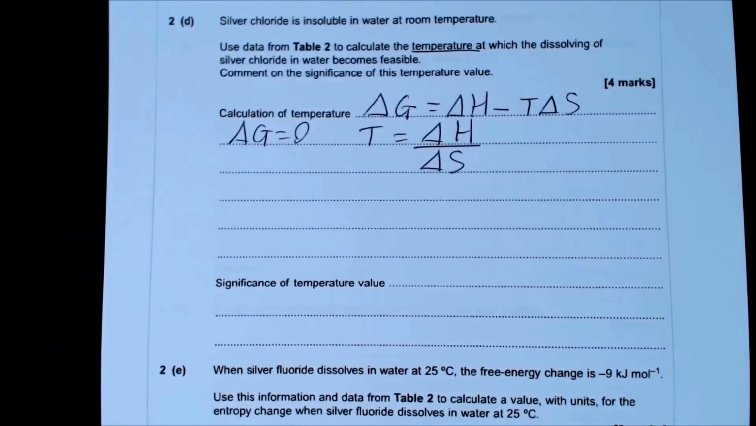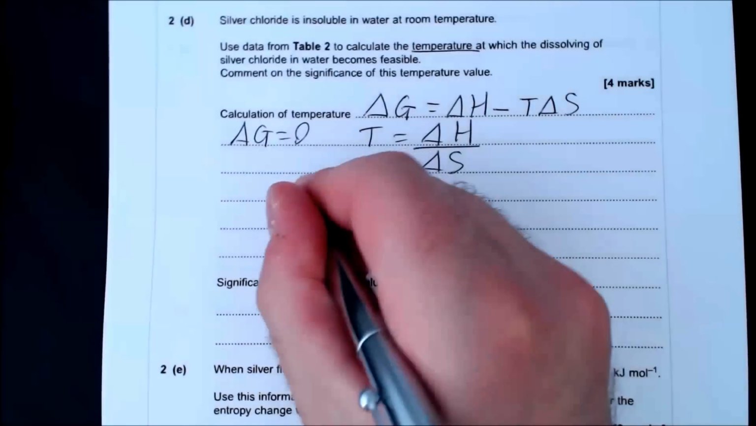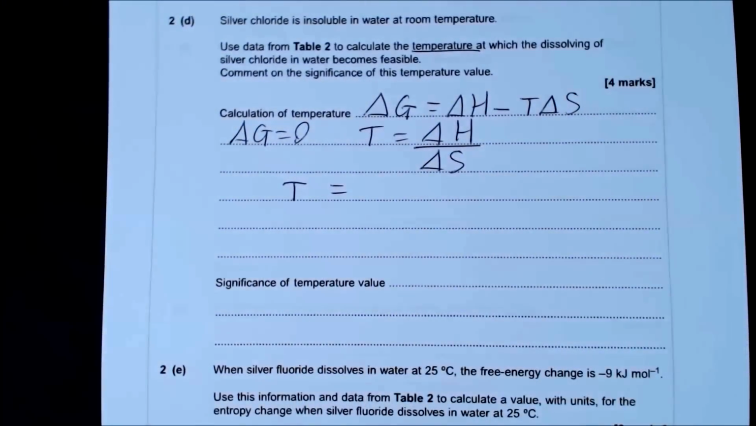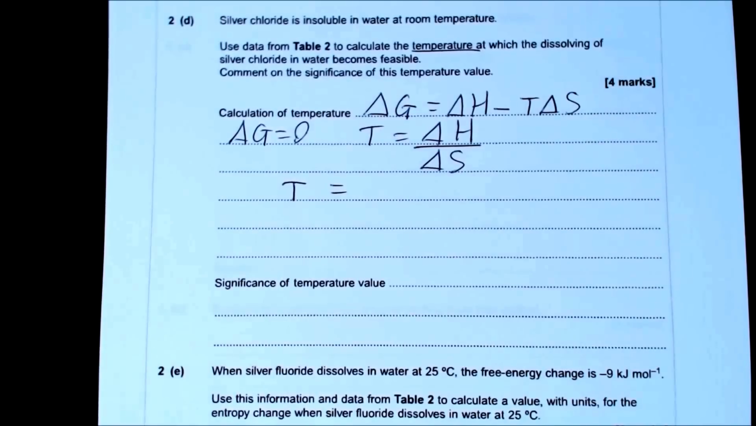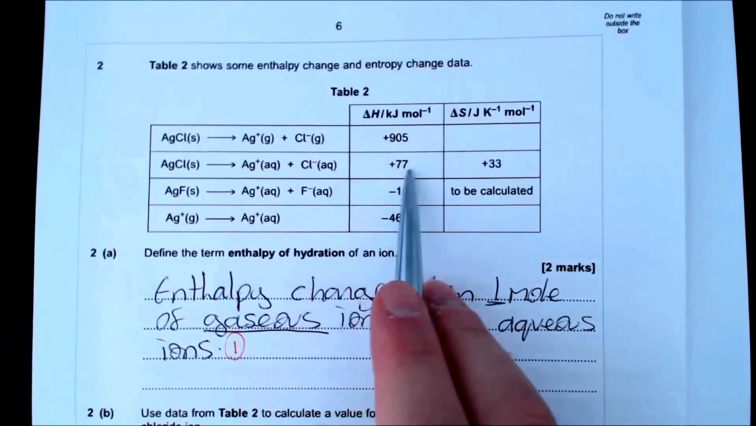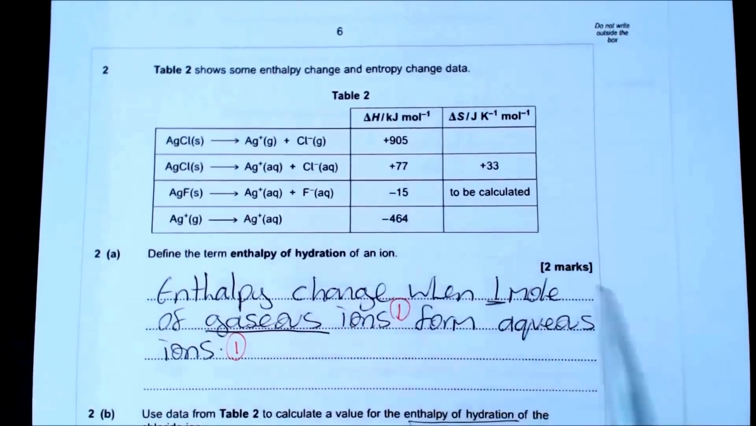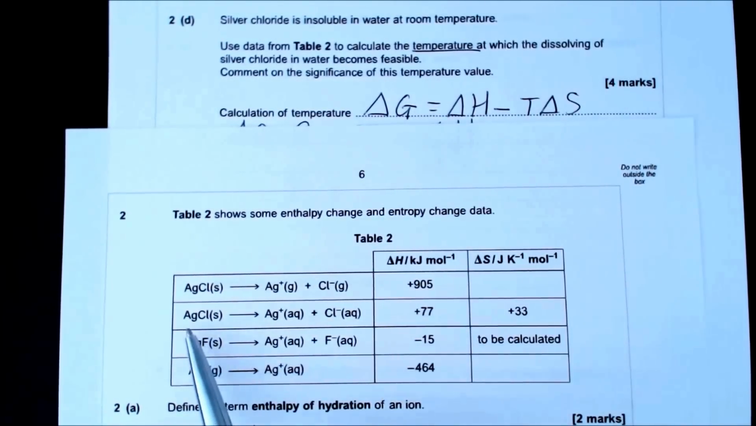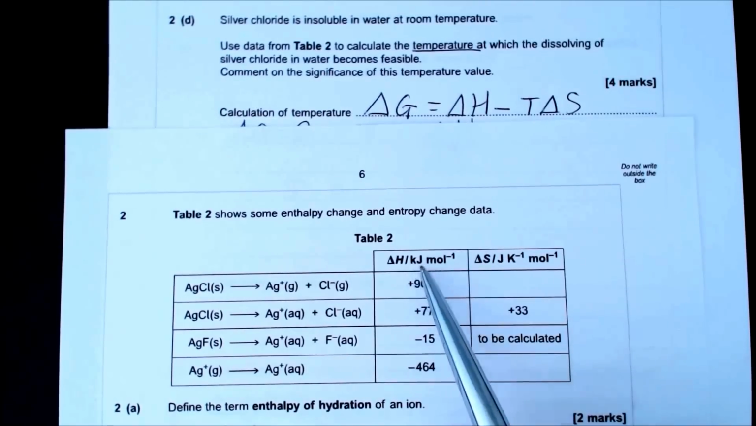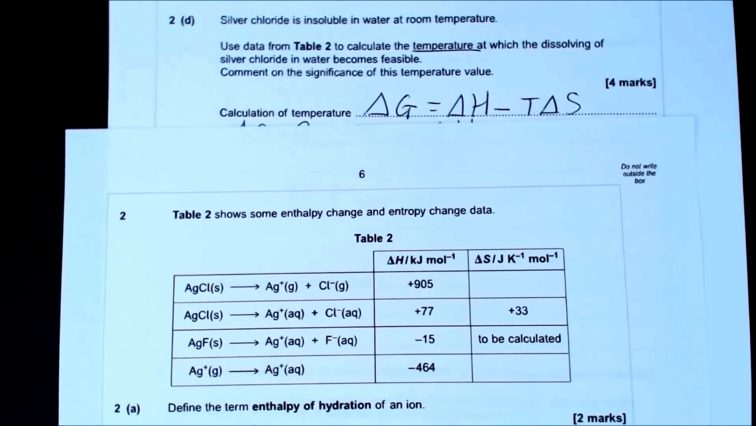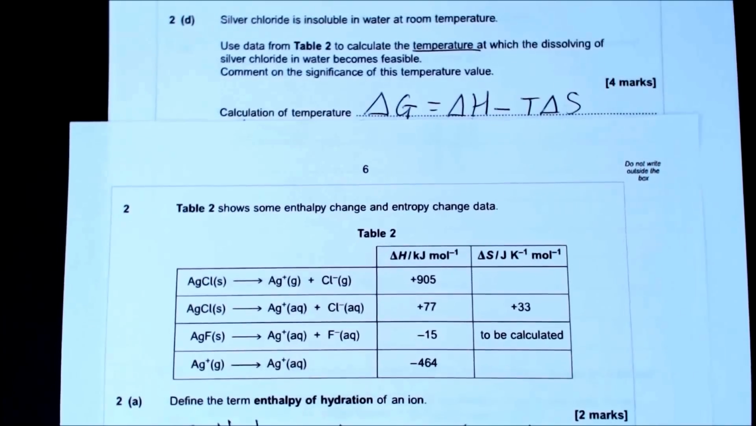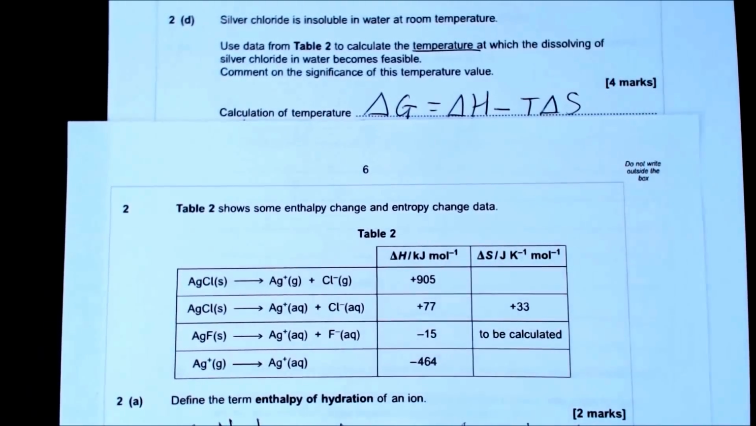And so there's our rearranged equation. Okay, and then obviously we just need to put our numbers in after that. Now if we bring the table back over here, the enthalpy value was plus 77, because this is the enthalpy when it dissolves, and this is the solid going into aqueous ions. Now this is in kilojoules per mole, and enthalpy values should be in joules per mole. So we have to multiply this number by 1,000 to get it to joules per mole.